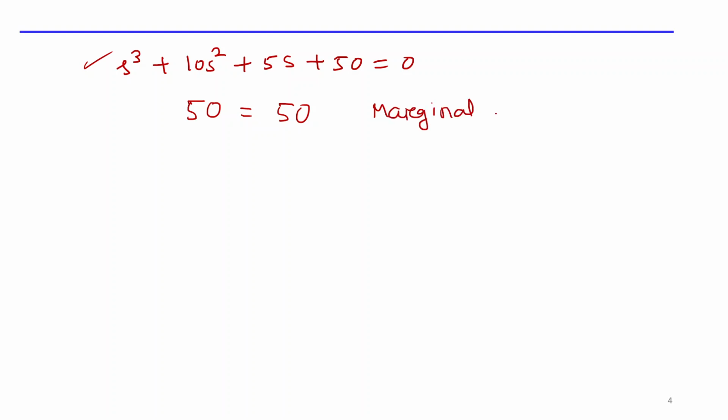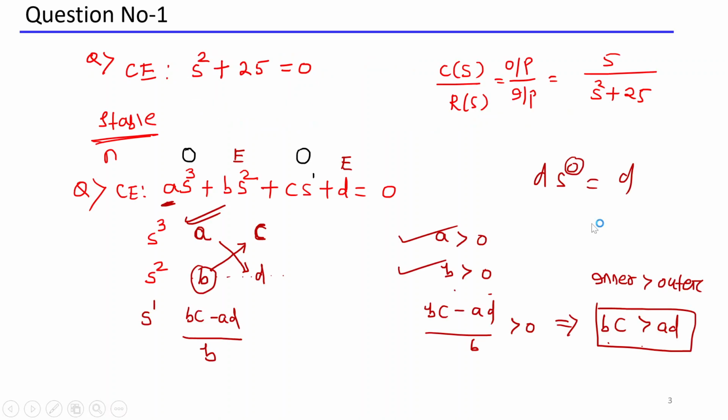Okay. So how can you derive from the previous slide how this condition is arrived at? What is the condition of marginal stability in the RH criterion? The marginal stability is that if one of these coefficients, let's say the s to the power 1 coefficient, equals 0, if I equate BC minus AD to 0, it means this term now becomes 0. In that case, what will happen?